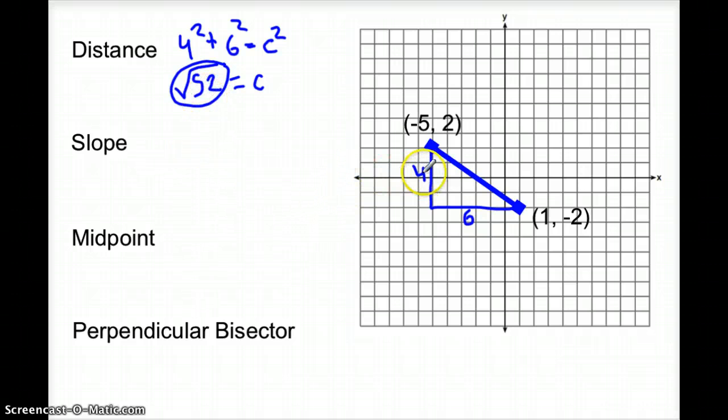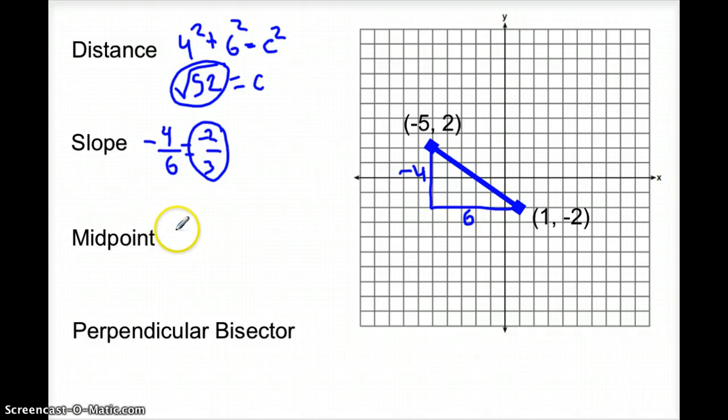Alright, next is slope. Well, you can see we've already got slope sort of mapped out here, except we're going to call this a -4 because we have a fall of 4 boxes. So we're going to say the slope is a rise, or in this case a fall, of -4 over 6, and that is going to reduce to -2 over 3. So our slope of this line segment is -2/3.